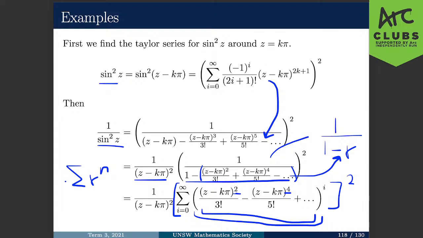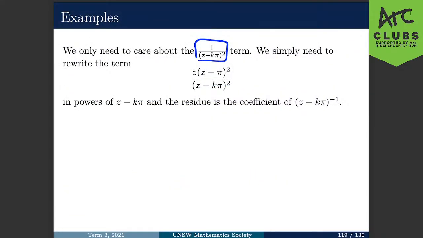Right? The first term is when i is equal to 0. If I put i equal to 0, the first term is actually 1. Every other term has a higher power. I don't care about those, because if they have a higher power, they're not going to influence the c negative 1 coefficient. So the only term I care about is when i is equal to 0, which is 1. That's what we have here. So this is the only term that we care about.